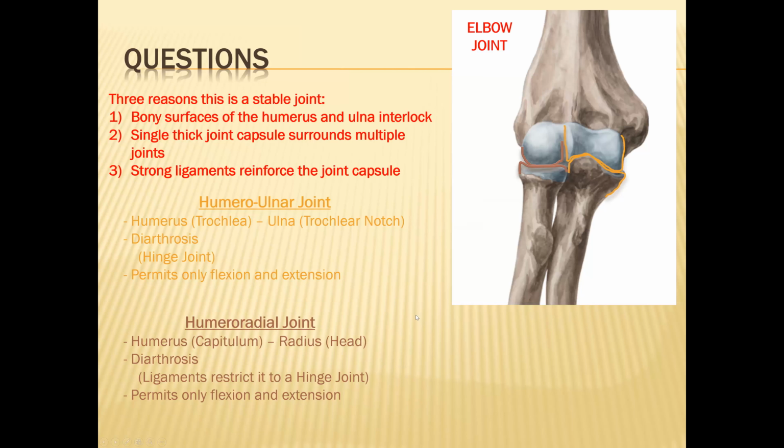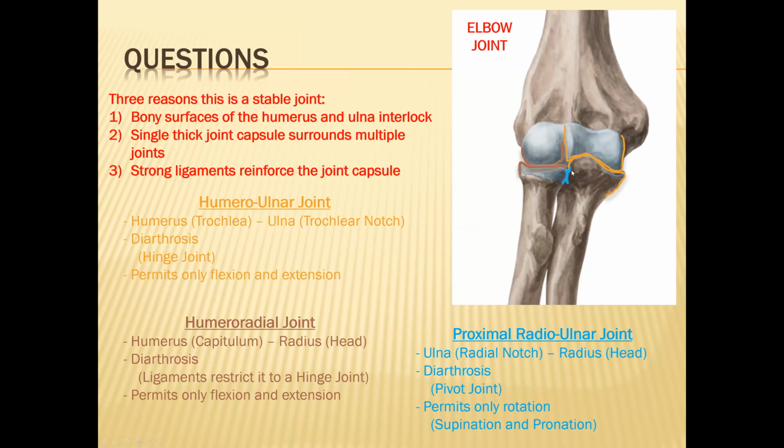And then we can see another joint here highlighted in this bright blue color. This is the proximal radio-ulnar joint, and this is between the radial notch on the ulna and the head of the radius. This is also a diarthrosis or a synovial joint. And the specific type of diarthrosis, it is a pivot joint, and that means it only allows rotation. So the head of the radius can rotate up against the ulna, and this is what allows you to supinate and pronate your forearm.